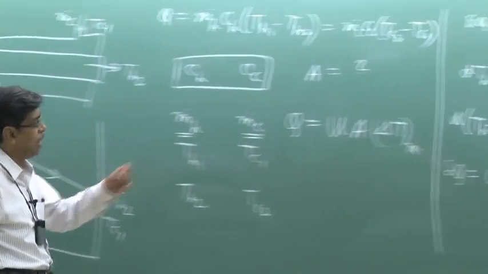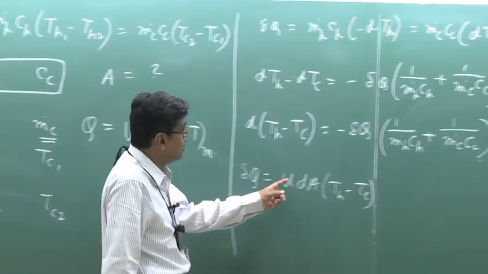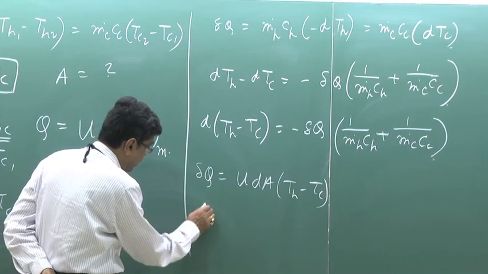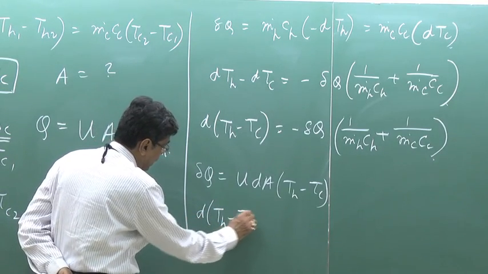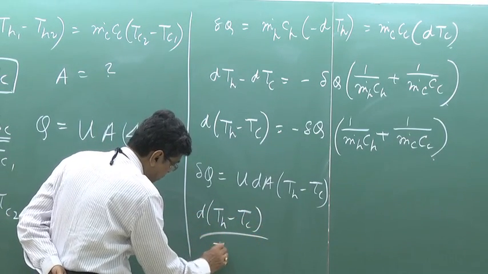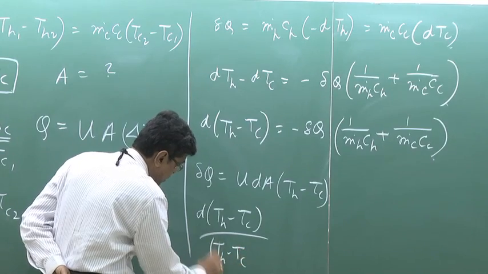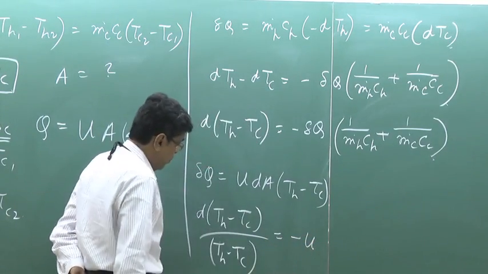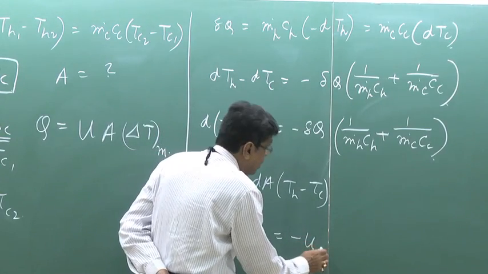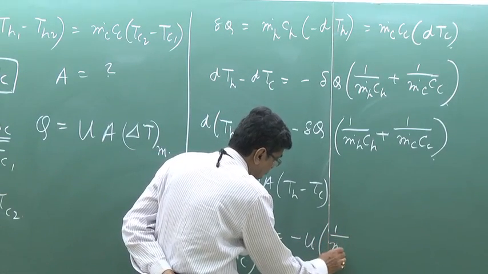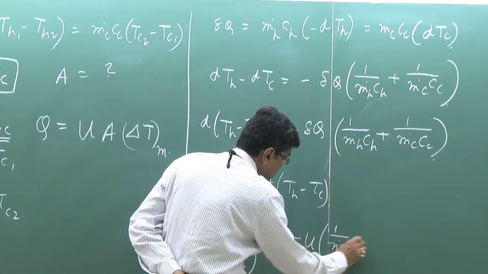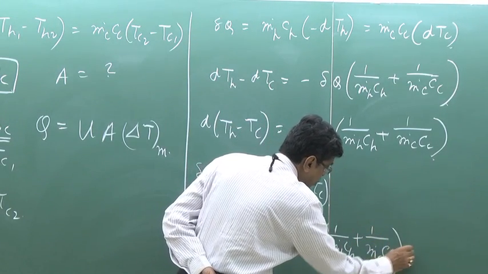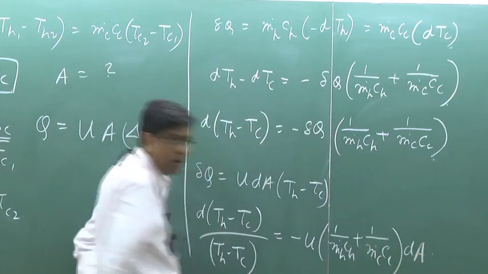So this has to be valid. Therefore I can substitute delQ here, and I can write d of (TH minus TC), very simple, divided by (TH minus TC), is equal to minus U dA, dA I will write here, (1 by m dot H CH plus 1 by m dot C CC) into dA. Clear?